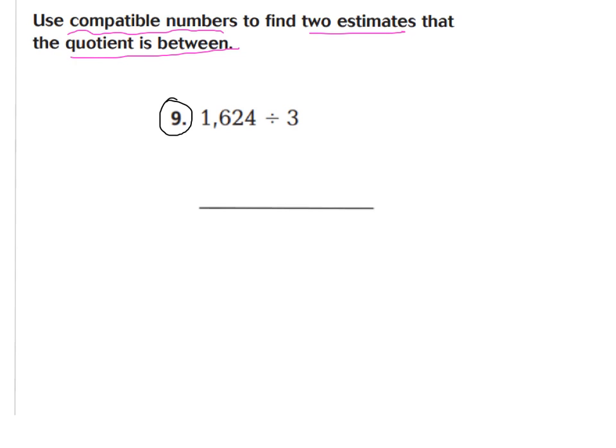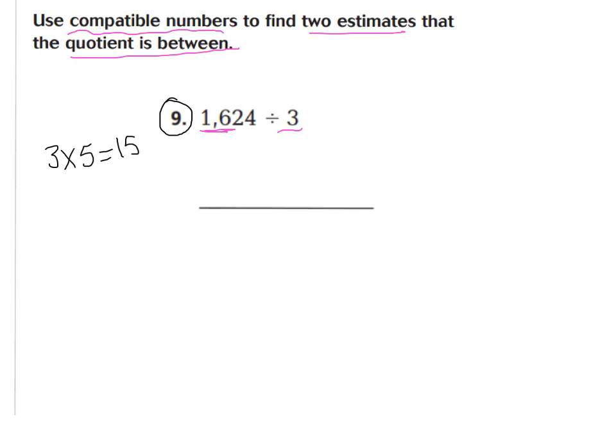Now let's look. Number 9 says 1,624. So we're going to look at the first two numbers of 1,624, which is 16. And we're going to divide 16 divided by 3. Remember, we're finding the estimate, so we don't want an exact answer. Now let's think. What multiples would I get that would be close to 16 if we counted by 3s? Well, I know that 3 times 5 is 15.